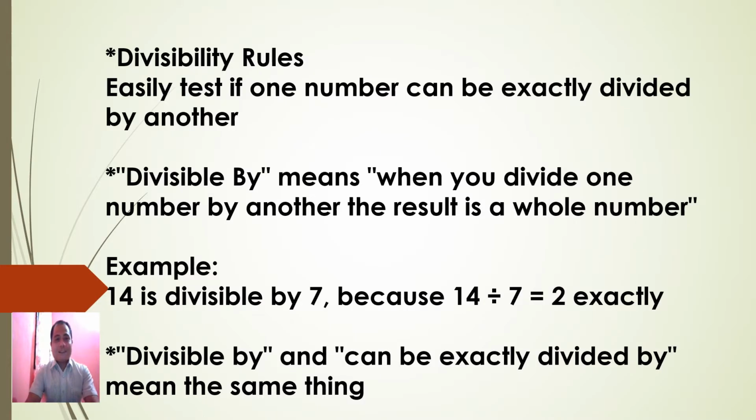So when we say divisibility rules, it is an easy test if one number can be exactly divided by another. Divisible by means when you divide one number by another, the result is a whole number. For example, 14 is divisible by 7 because 14 divided by 7 is equal to 2 exactly, without remainder. So when we say divisible by and can be exactly divided by, they mean the same thing. Okay?